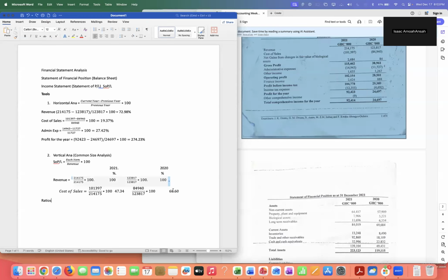So we can go ahead and pick up the next item, which is net gains from changes in fair value of biological asset. That's a long name, so let's pick a short name for it: net gains of biological asset. BA is not Brong-Ahafo region. It's biological asset, right? Okay. So let's see if we can also compute that.